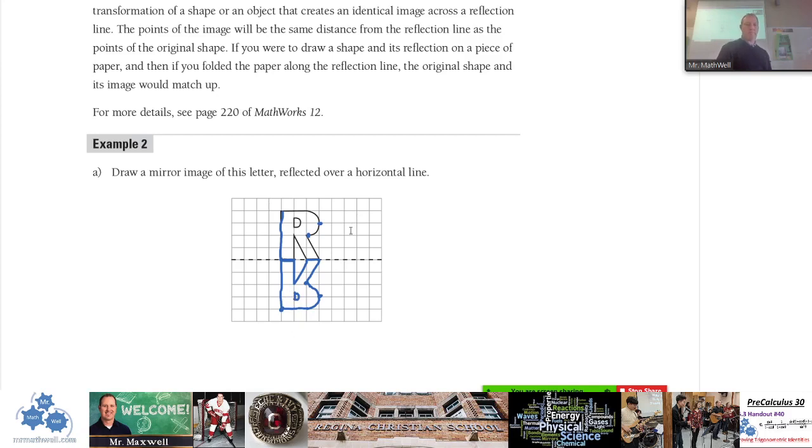Okay. If I drew the line over here, right here, then the reflection would look quite a bit different. You would do the same thing though. You would count how many squares, pick a point, count how many units from the reflection line and go the opposite direction. 1, 2, 3, 4, 5. So I go 1, 2, 3, 4, 5. Let's say that's over there. And that point would be over here.